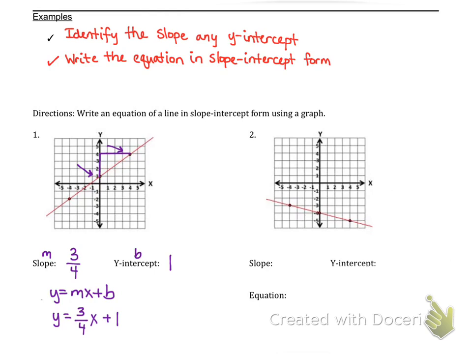Number 2, first thing I'm going to identify is my y-intercept, which is where the line touches the y-axis at -4. Next thing I'm going to do is find the slope of those 2 points. So I'm going to go down 1, over 1, 2, 3, 4 to the right. So since I went down 1, I'm going to do -1 over 4 for my slope. Now my equation is going to be y equals -1/4 x minus 4.